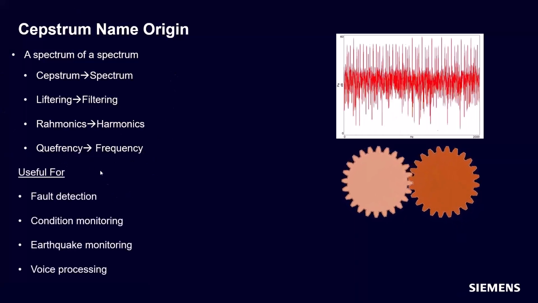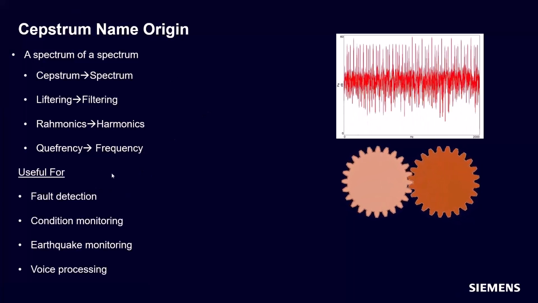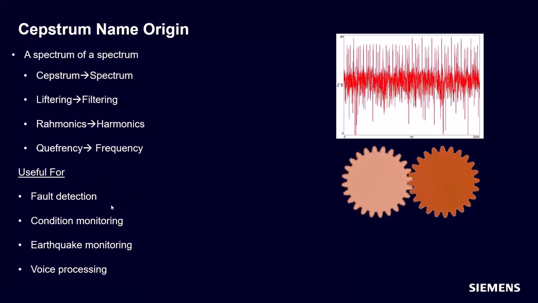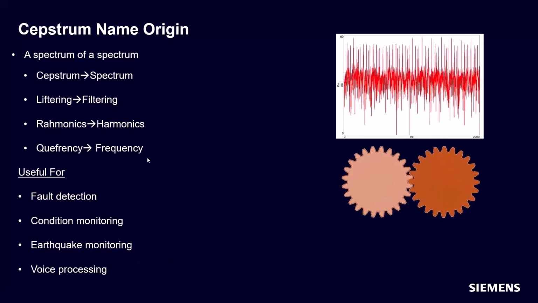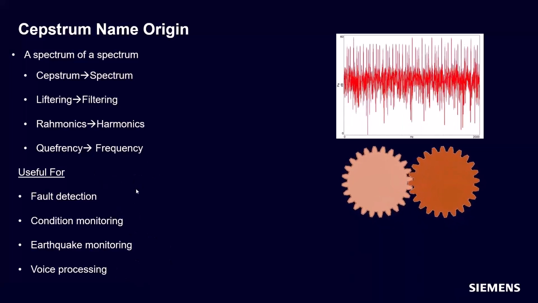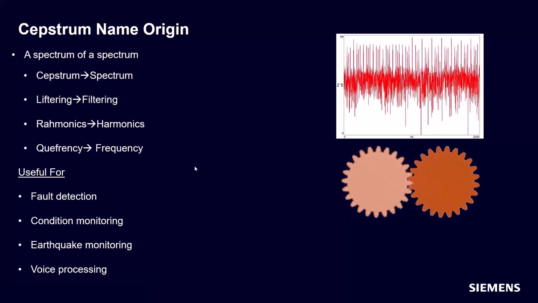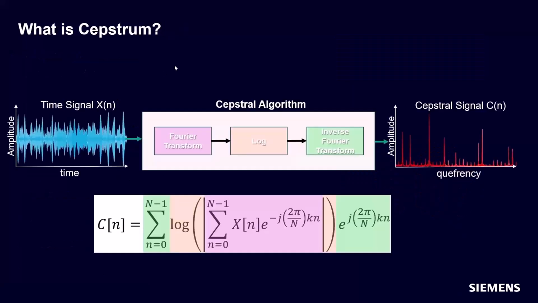Now, Cepstrum is really useful for fault detection. We'll go on to see why that is, but typically a lot of people use it for gear and machine analysis. They'll use it for condition monitoring. And historically, it's been used for earthquake monitoring and voice processing is where Cepstrum has mostly been used. If you're into machine analysis, if you're interested in fault detection or condition monitoring, Cepstrum might be a very good application for your data. So what is the Cepstrum?